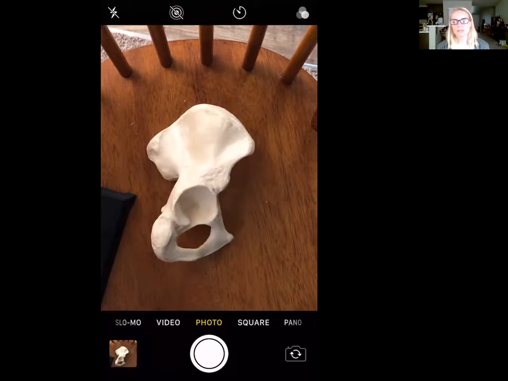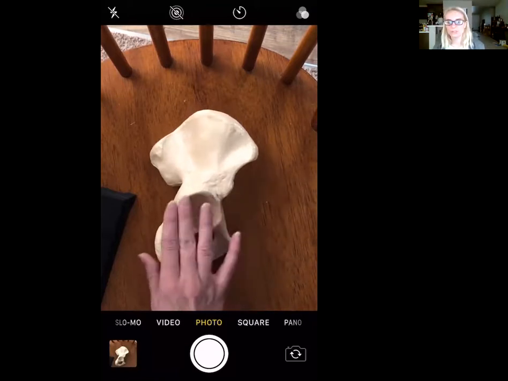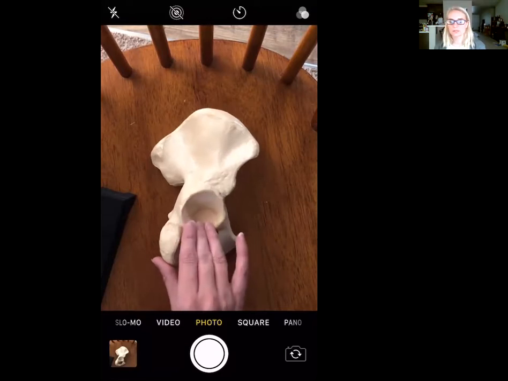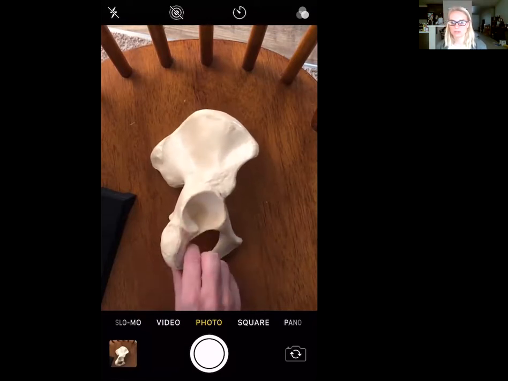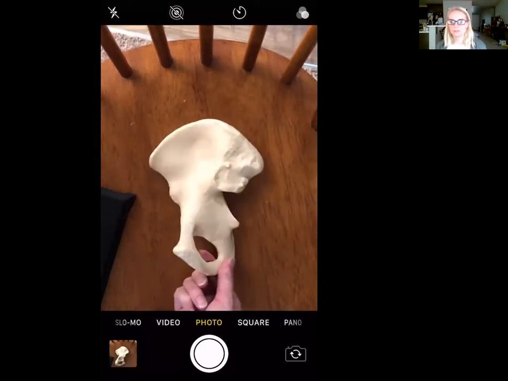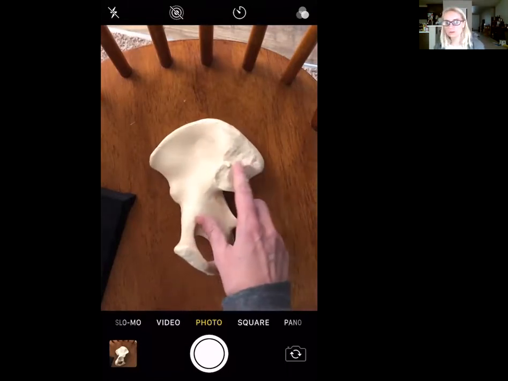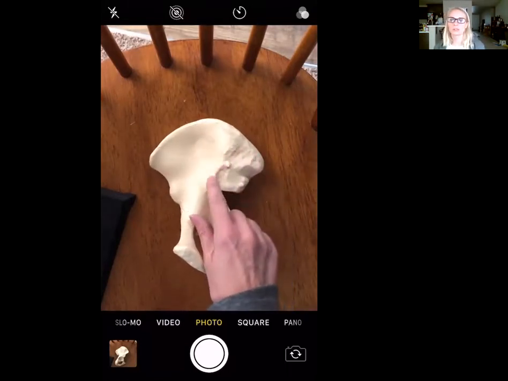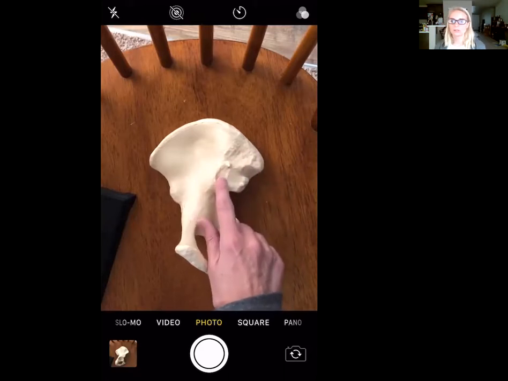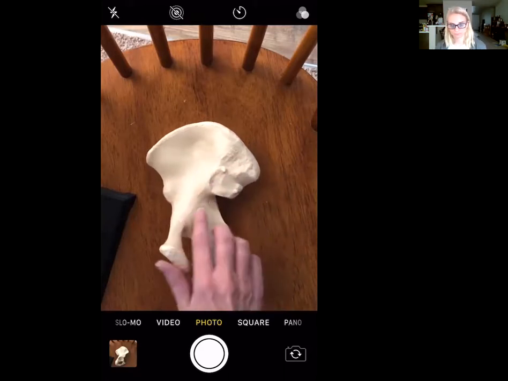So here is what we call an os coxa, which is basically the hip bone. So here's the lateral view. You can tell it's a lateral view because there's the big socket that the femur is going to go into. And then there's the medial view. A clue that this is the medial view is because we have this bumpy looking articular surface, which is going to articulate with the sacrum.